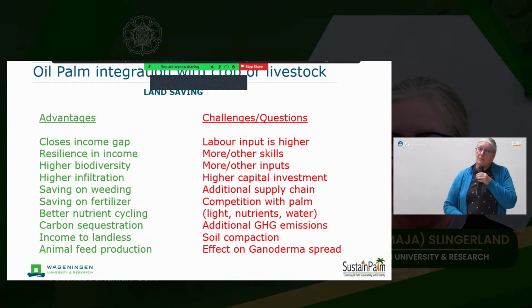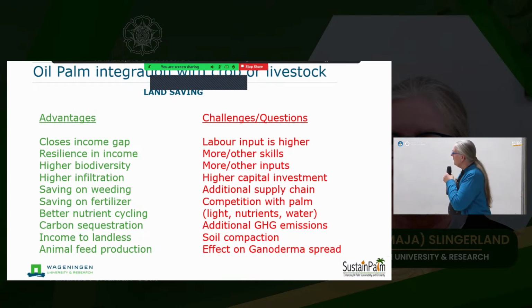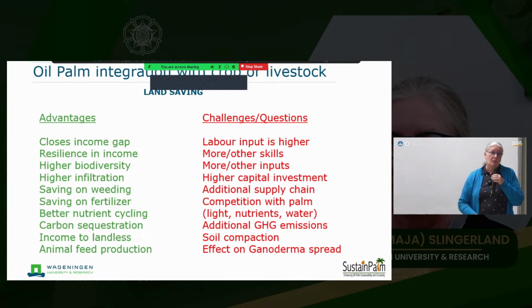It is a higher capital investment at the start, not when you have land sharing, because then you are the palm grower and someone else is doing the inputs for the crop. But if you do it yourself, you have more investments. And you need to take care of an additional supply chain. It's not just the palm, but also the other crop has to go to a market. And then people are very worried whether the crops or the livestock are competing with the palm. Because if you put something there and your palm production goes down, that's really not a good idea.